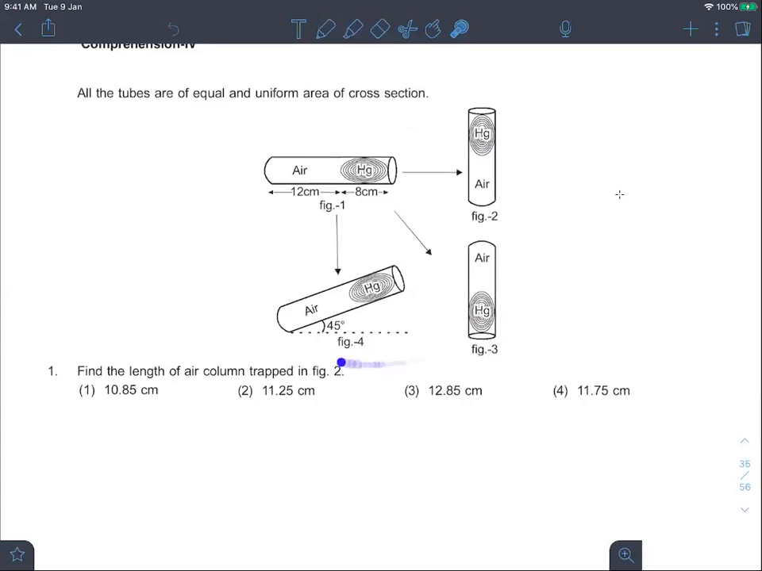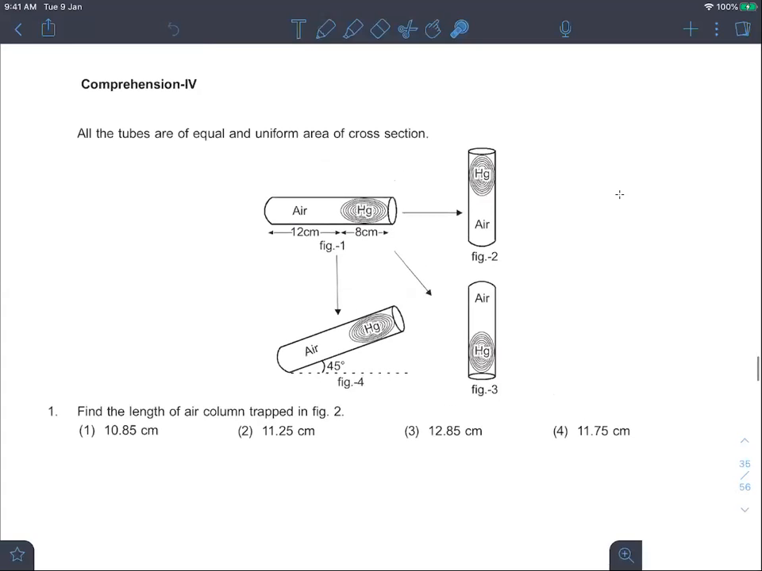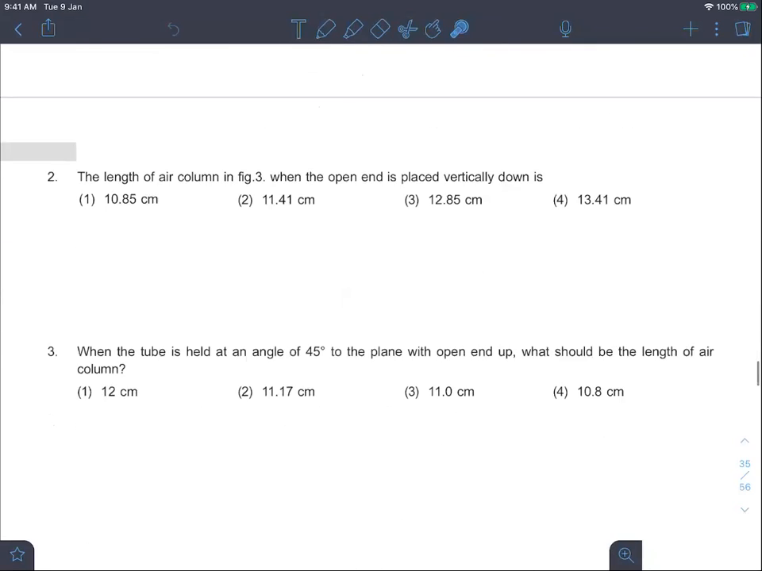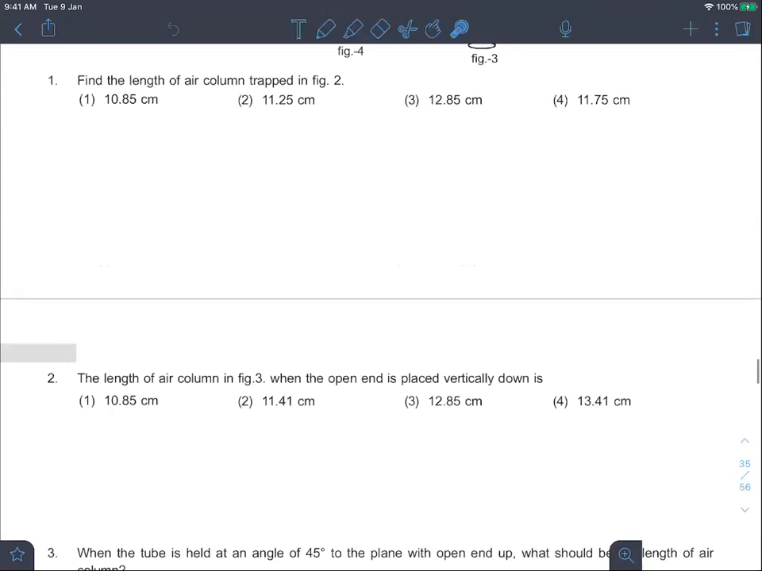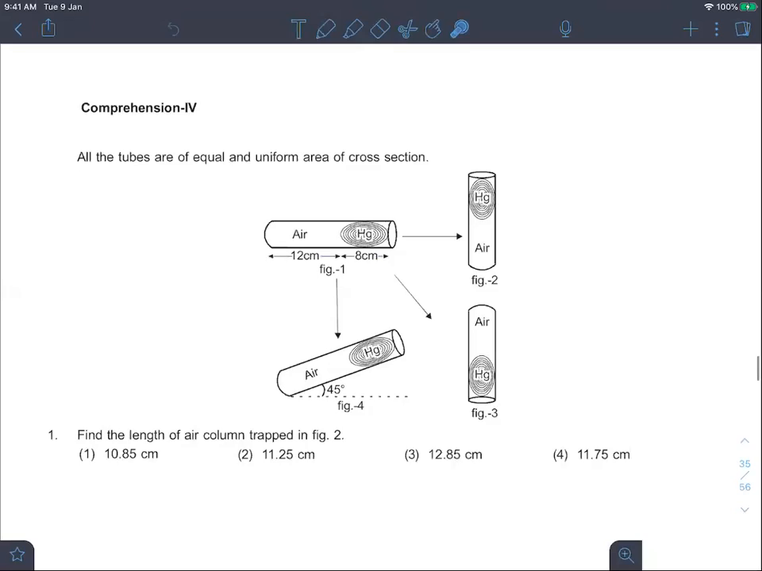You know how to solve this type of questions, everyone? Yes or no? Guys? Yes, sir. Mayank, you know how to solve this? Yes. Those who haven't tried, please try these questions.